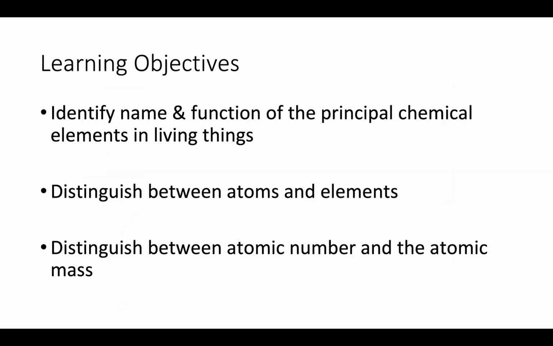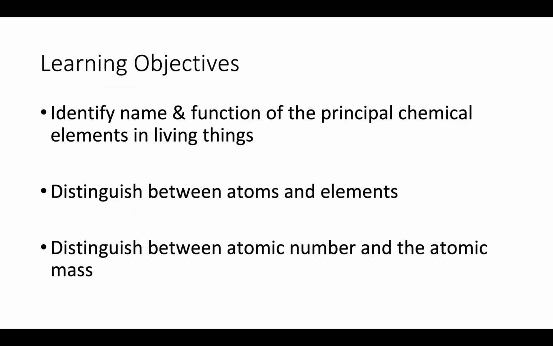The things that I want you to be able to do by the end of this lecture is identify the name and function of the major chemical elements in living things. There are 4 that you're going to be listening for. These 4 chemical elements are going to be found in every living thing. So you need to know what the 4 elements are and what their functions are, like what roles they play in living things. We already talked about 2 of them, hydrogen and oxygen. So you're going to be listening for 4 more.